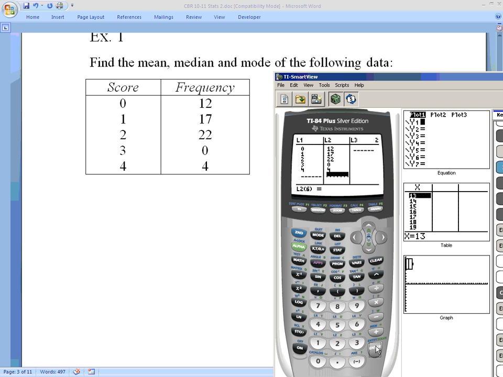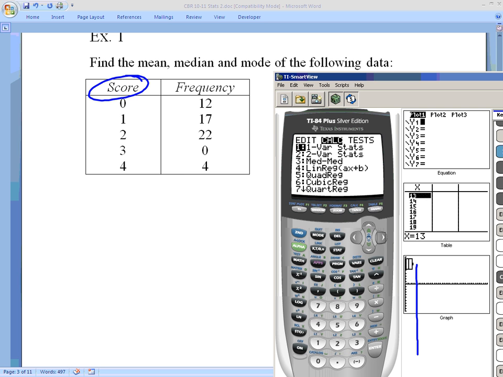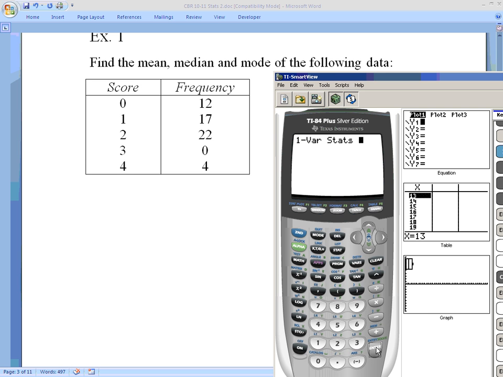Once you've got your data entered, we go back to our Stat menu, but this time we're not editing our data. We are going to calculate. And we've got two options here right at the beginning, one variable stats, or 1-Var Stats, and then two variable stats, or 2-Var Stats, which stands for two variable statistics. How many variables do we have? Well, we have a score, and then we have frequency. Is frequency a variable? The answer is no. That just counts up how many of each of those pieces of data or scores we have so far. So we only have one variable statistics. So we select 1 on our calculator.